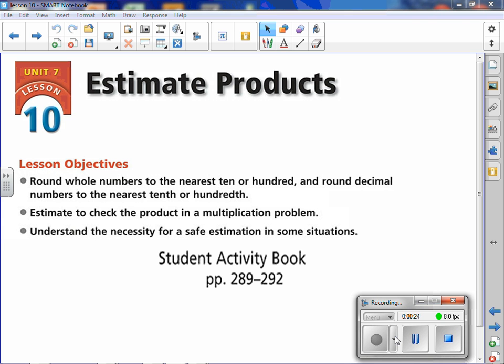Okay, so this is just a lesson on estimation. We'll talk a little bit about when you do safe estimation versus the others. This should kind of be review. We've done some of this before. SAB page 289 to 292.